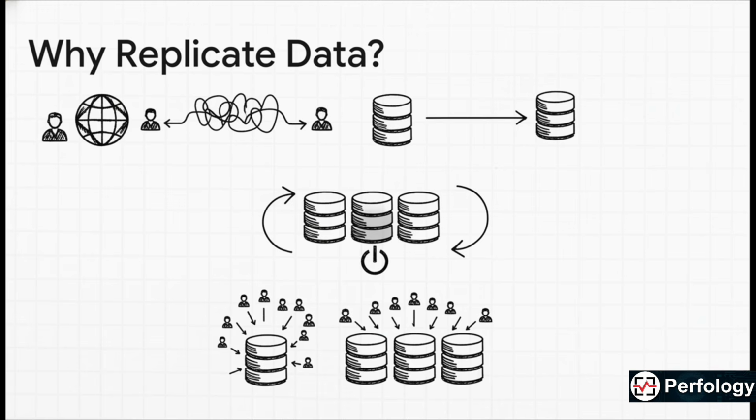First, to reduce latency. You can put copies of the data physically closer to your users, so it literally gets to their phones faster. Second, to increase availability. If one of your database servers crashes, another one can just take over, instantly. No big deal. And third, to increase your read throughput. With more copies, you can handle way more people asking for data at the same time.